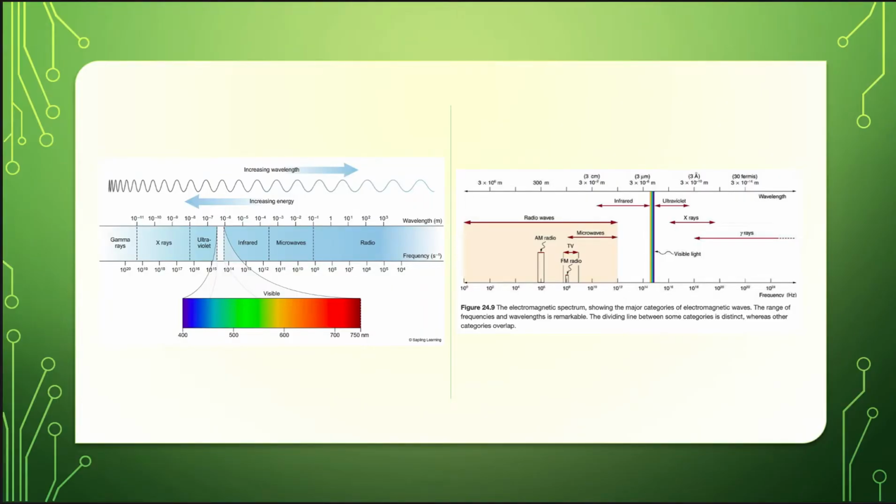Here's the electromagnetic spectrum. It shows all the different kinds of waves with their wavelengths and frequencies. We will go through each of these in this video. What I want to point out here in the photo on the right is that there is a bit of overlap between some of the wave spectrums.